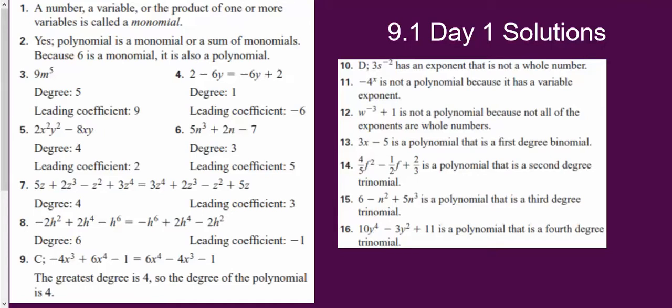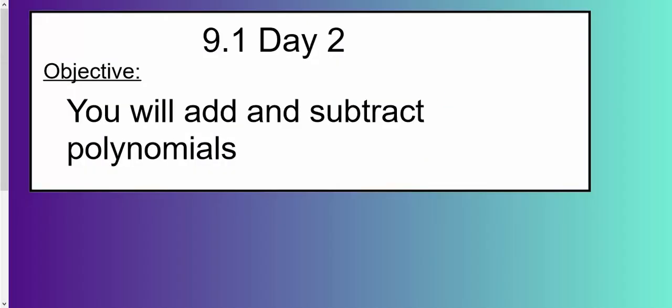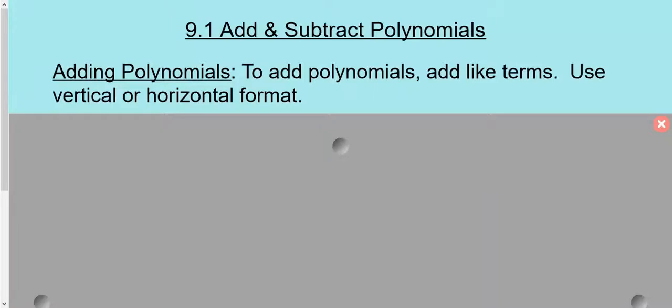We're going to take what we learned in 9.1, day 1, the vocab, and we're going to apply that to some polynomials. We're going to add and subtract them. Here are your answers for day 1. And as I mentioned, this is our learning objective. We're just going to add and subtract these guys today. It's a pretty short and simple lesson.